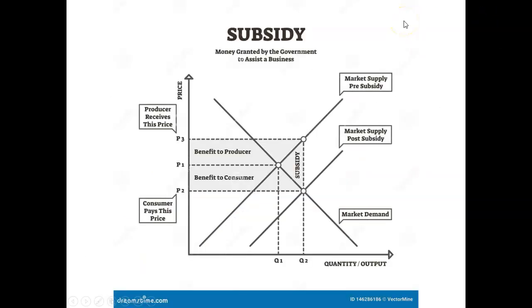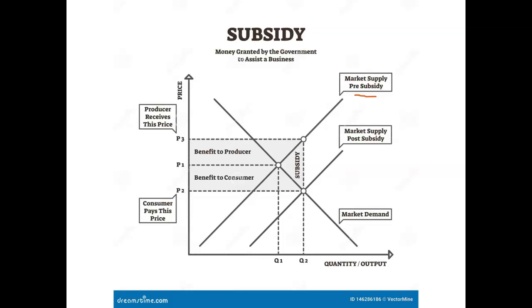Here's our graph for the subsidy, okay? And it looks a little bit odd at first. It's not so bad. A lot of this has to do with consumer and producer surplus. So first of all, we're looking at a market graph. We're not looking at a firm. We're looking at a supply and demand graph. We have a market supply curve that is described as pre-subsidy. So this is like the original supply curve that the firm is using. We also have a demand curve, okay?